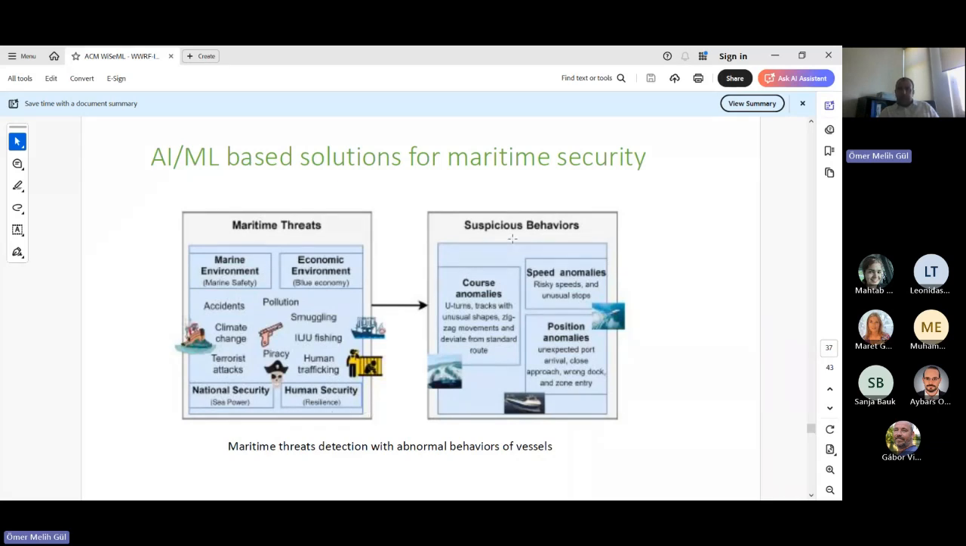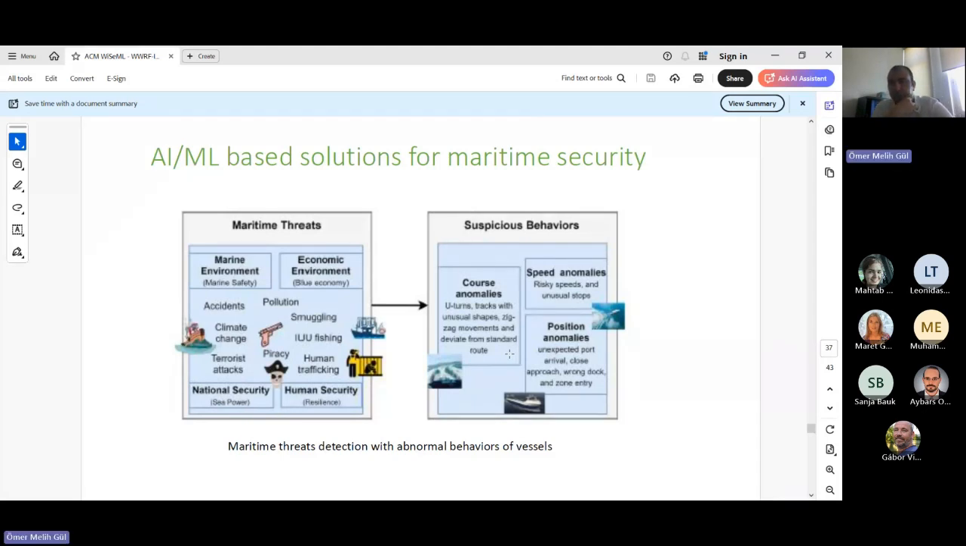What is the suspicious behavior? Some coarse anomalies, like huge returns, tracks with unusual shapes, zigzag movements, deviation from the standard route. This can be some coarse anomalies. Okay, these may be some suspicious behavior. We can say, okay, there are some anomalies, we need to try to detect. If you detect, then you start to be suspicious.